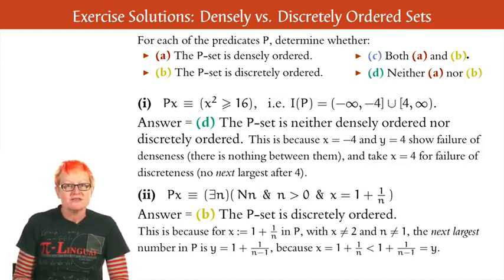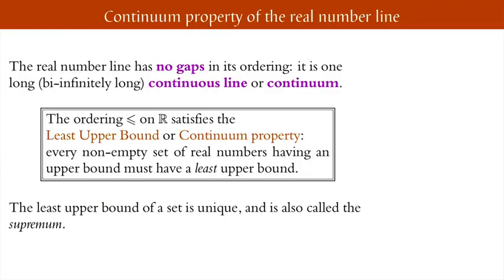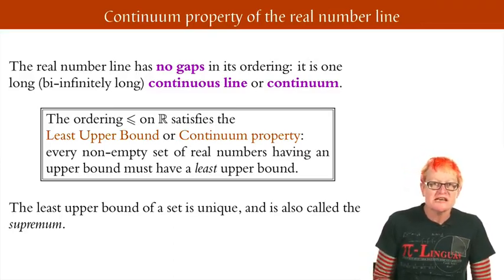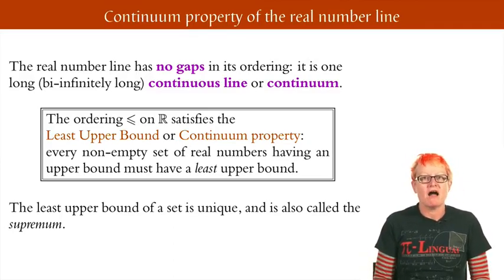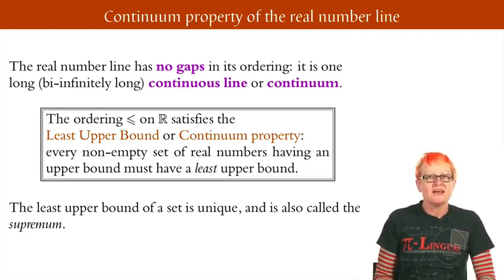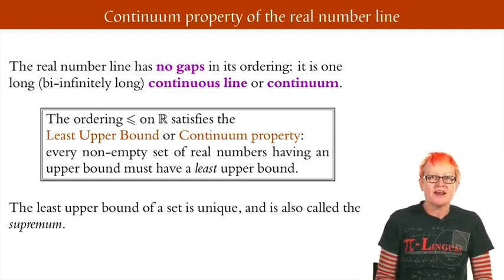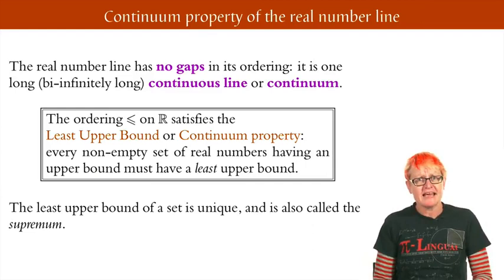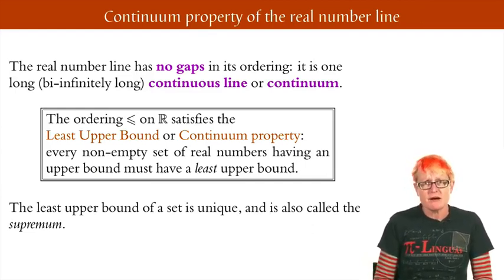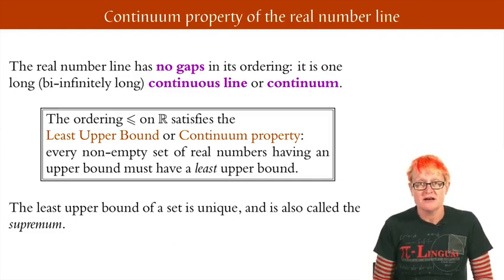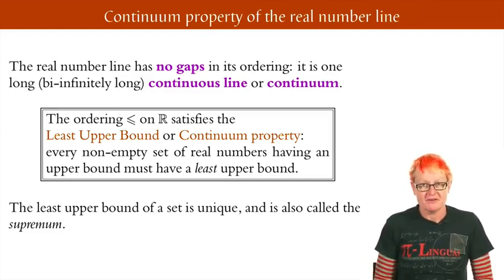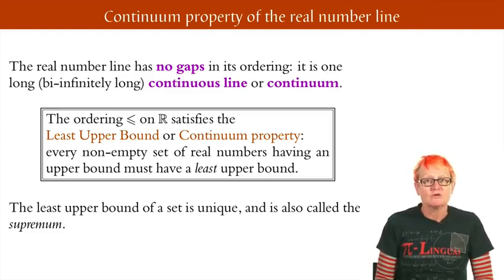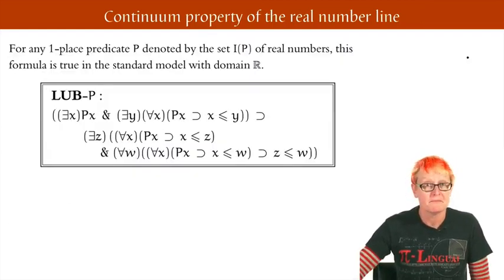Denseness in the ordering does not fully capture what is usually meant by analogue or continuous quantities. The continuity, or no gaps, property of the real line is expressed by what's called the continuum property, or also the least upper bound property of the real number line. It says every non-empty set of real numbers that has an upper bound must have a least upper bound. This least upper bound of a set is unique and it's also called the supremum of the set.